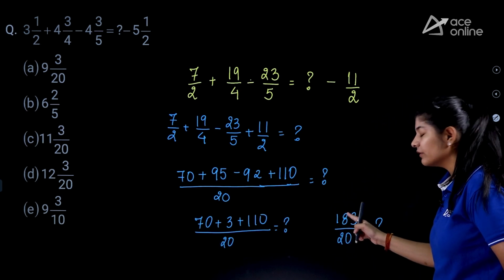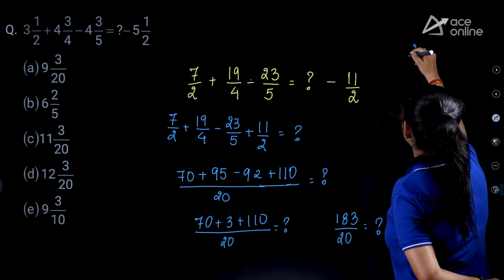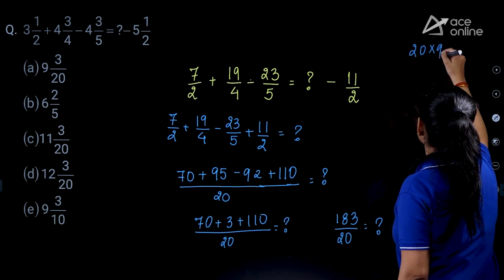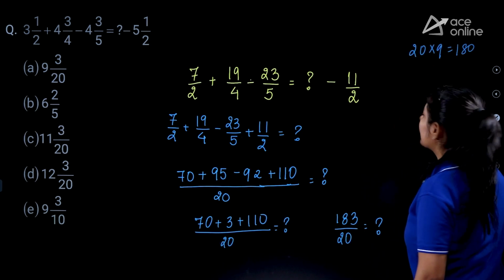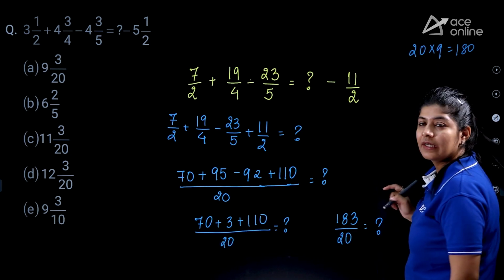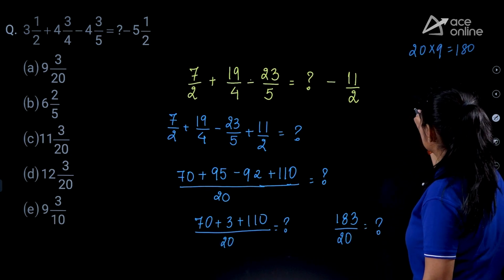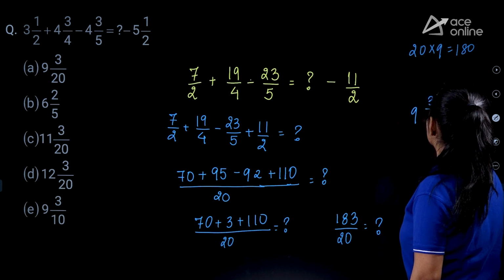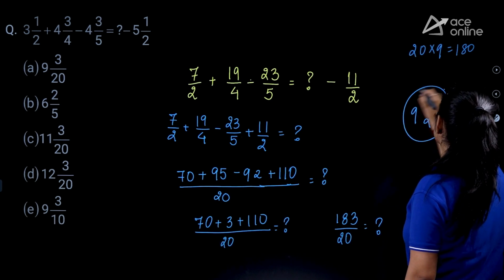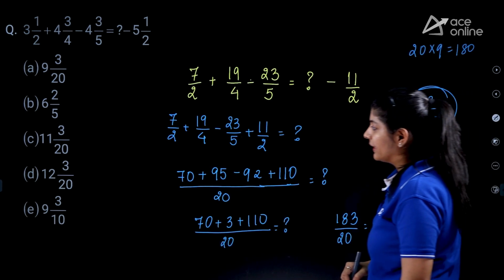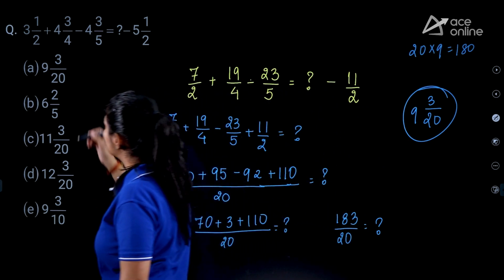Now when I solve this particular thing, I know that 20 into 9 is nothing but 180, right? So I can write it as 9 3 by 20. And do we have this in our options?